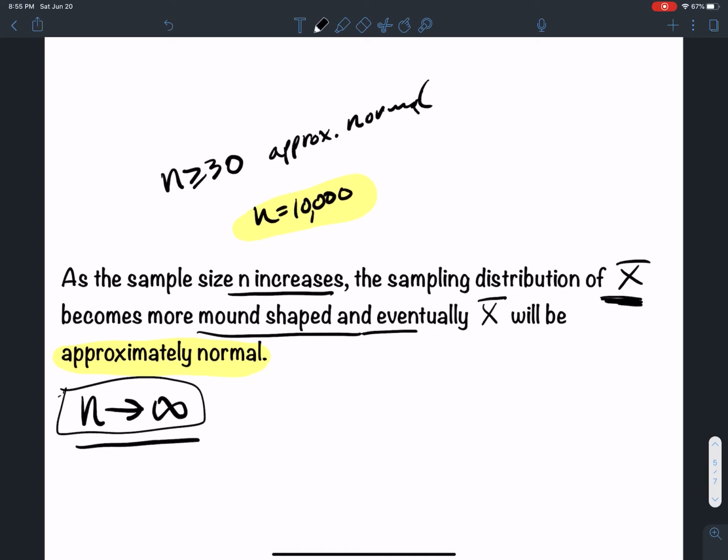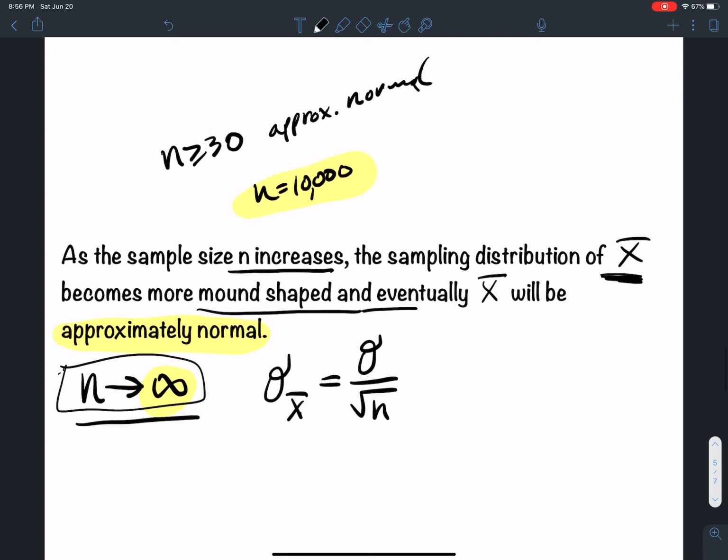As n approaches infinity, what happens to the standard deviation of the sample means? Remember, the standard deviation of the sample means is the standard error, right? So how is this defined? It's the standard deviation divided by the square root of n. Well, what's happening as n gets really big? Let's think about it.